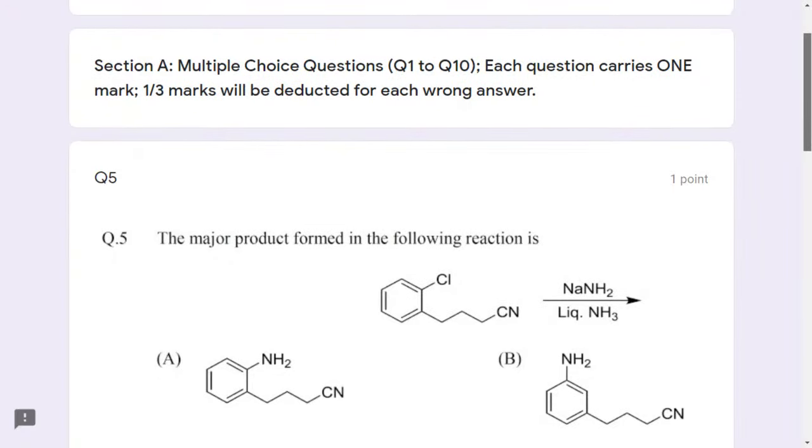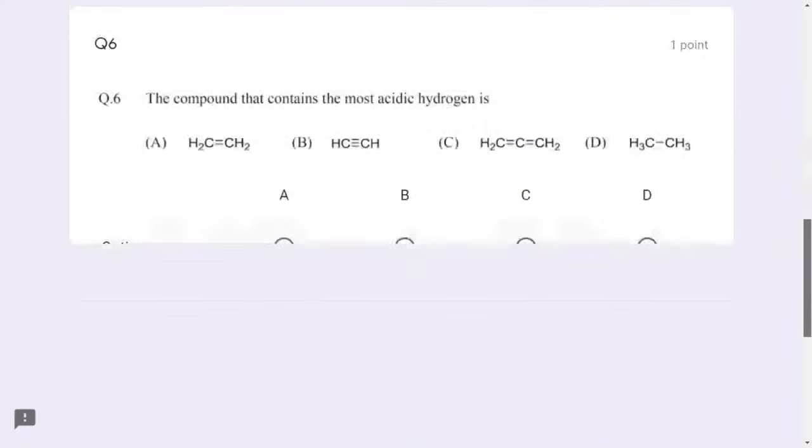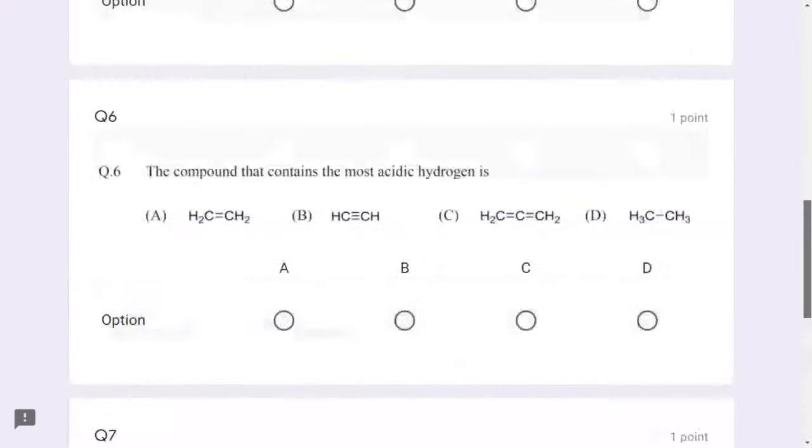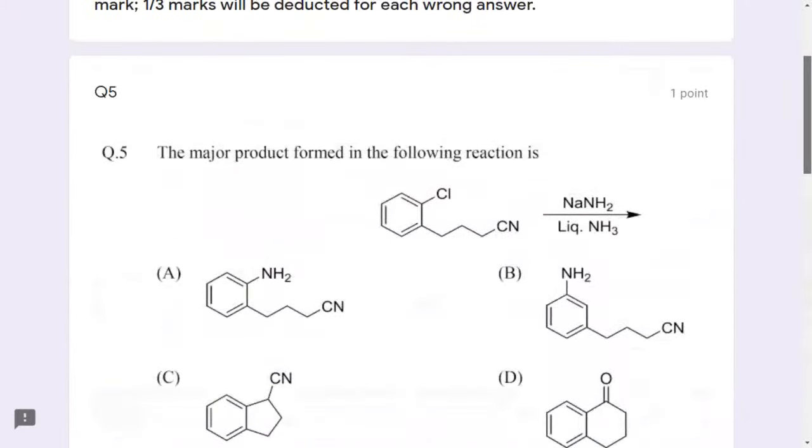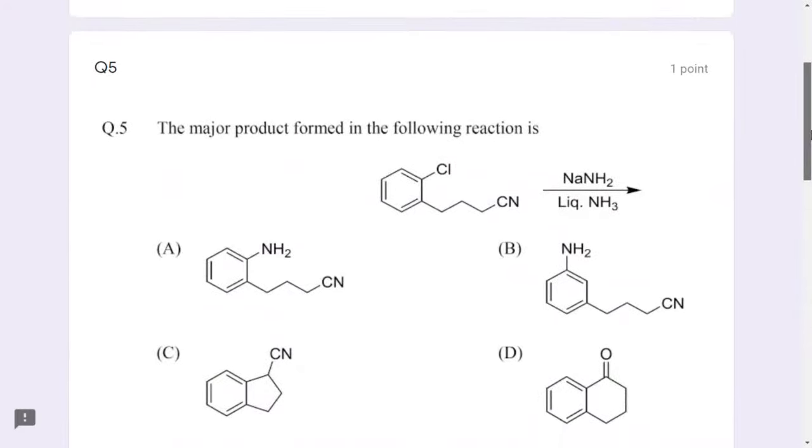Let us see the question paper. As you are aware about this test, there will be three sections in this JAM. Section A consists of multiple choice questions, that is 1 to 10, and each question carries 1 mark, and 1/3 marks will be deducted for each wrong answer. I have taken all multiple choice questions. Let us see the questions and we will try to answer these questions.